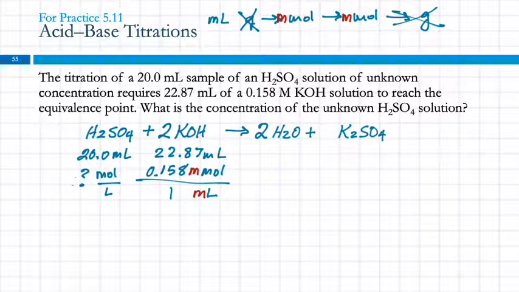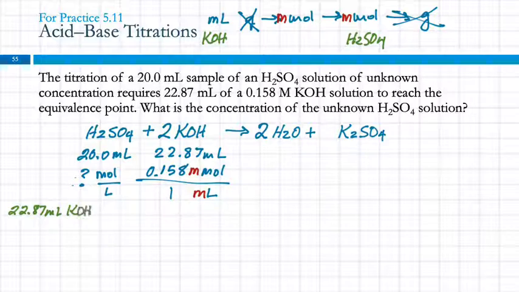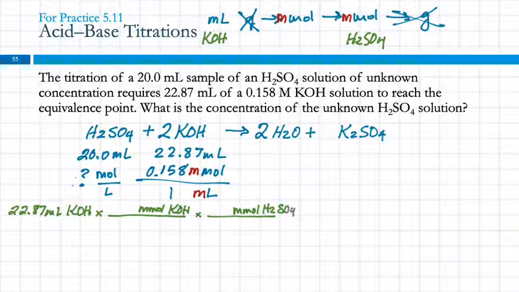So this is my starting thing that I know more information about. So I'm starting with the KOH. Let's maybe make a note of that up here. I'm starting with the KOH, and I'm finding out about the H2SO4. So I'm going to go milliliters to millimoles to millimoles. So 22.87 milliliters of KOH. And I'm going to convert that to millimoles of KOH. And then I'm going to go to millimoles of H2SO4.